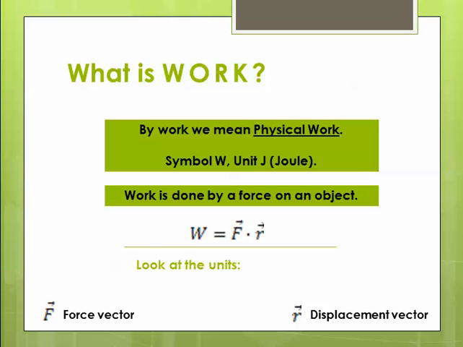Let's look at the units. The unit of work must be given by the units of force and displacement. The unit of force is Newton. The unit of displacement is meter. So, the unit of work is Newton meter. 1 Newton meter equals 1 joule. So, the unit of work is Newton meter or joule.